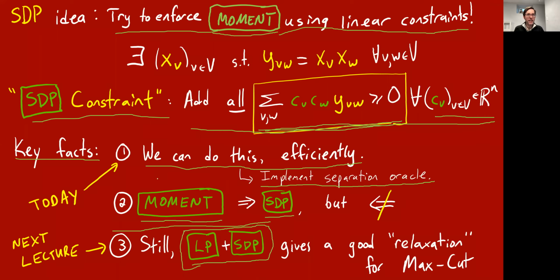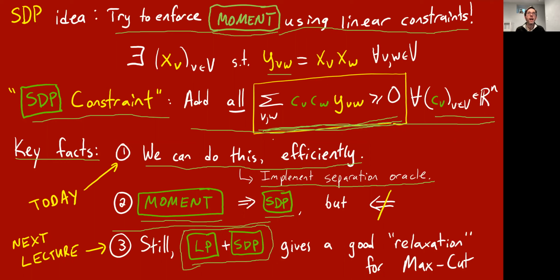Okay, so the last thing I want to talk about is how you can, in polynomial time, solve this infinite LP that has n squared variables, the YVWs, if n is the number of vertices in the graph, but infinitely many constraints. And as before, in order to do that, we can use the ellipsoid algorithm as long as we can implement a separation oracle.